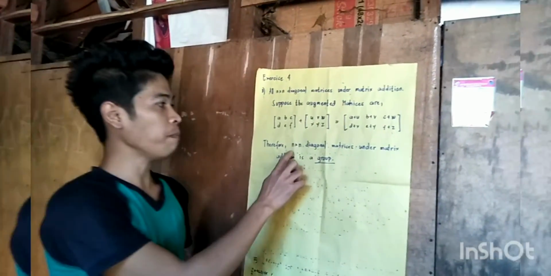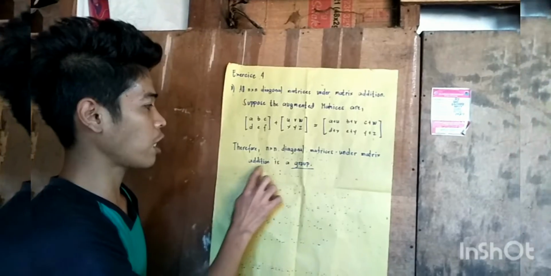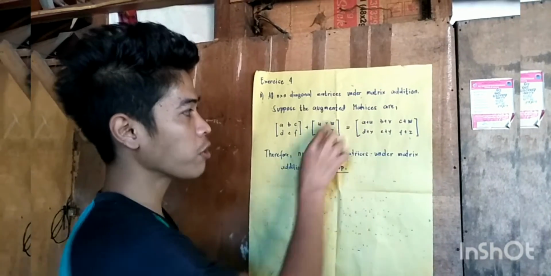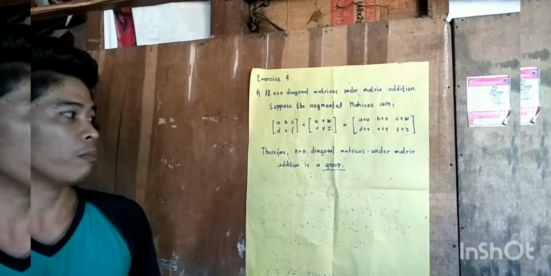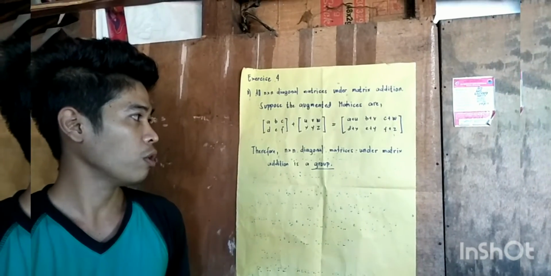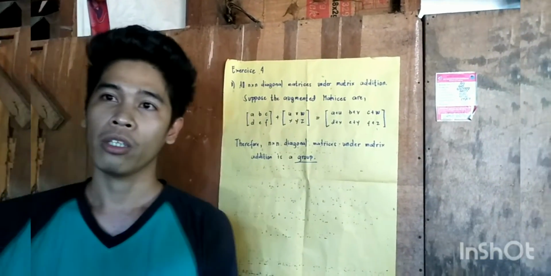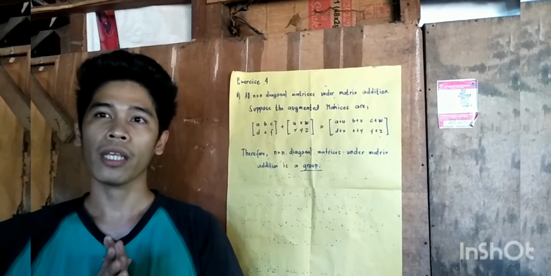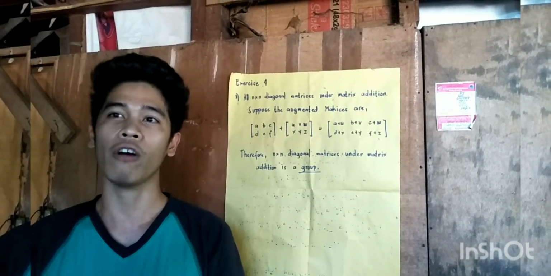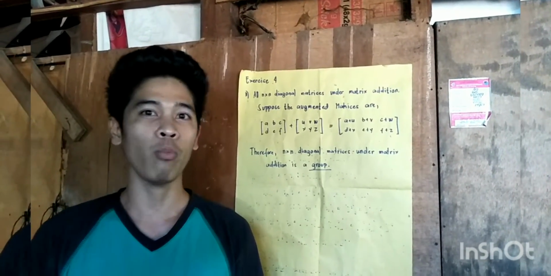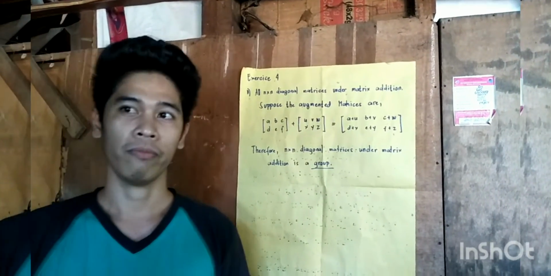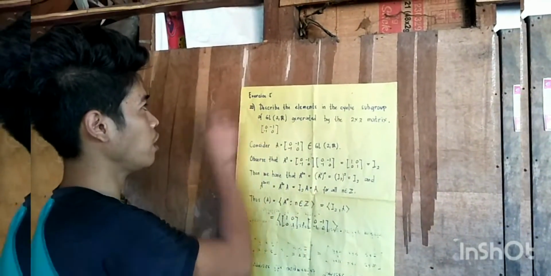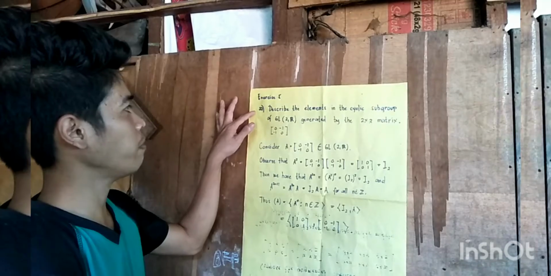Therefore, n by n diagonal matrices under matrix addition is a group, because the addition of these results is again a diagonal matrix, closed under addition in a group of matrices. Note that the identity element is the zero matrix and the inverse of the matrix A is the matrix negative 1 times A. The next one is exercise 5, and below this we have number 22.